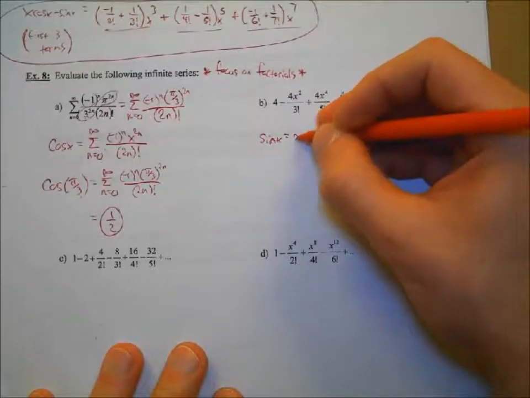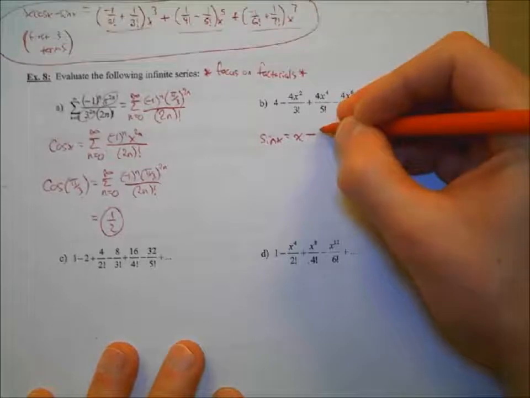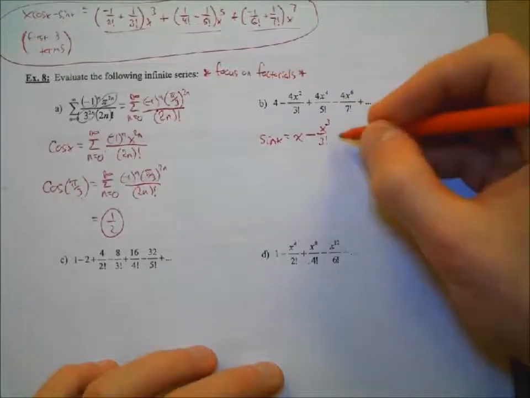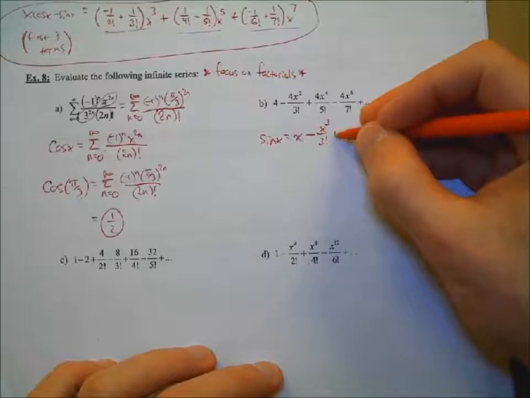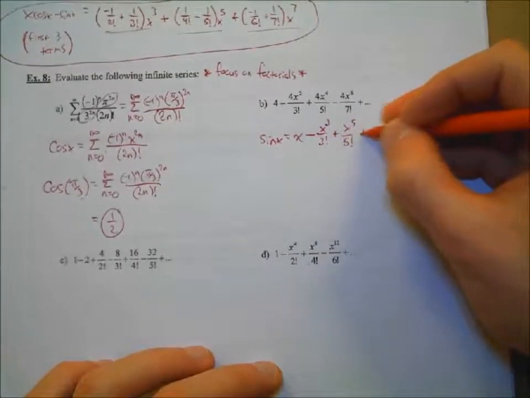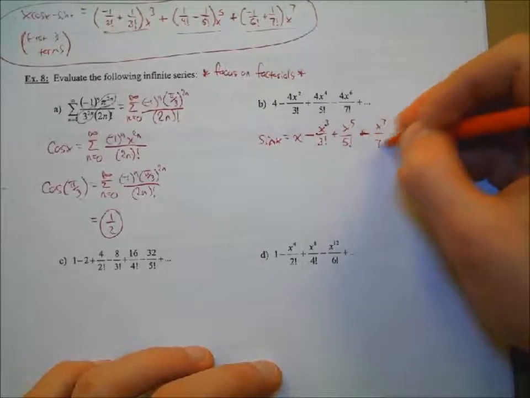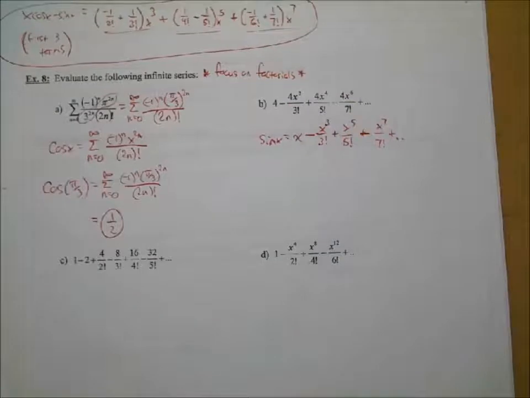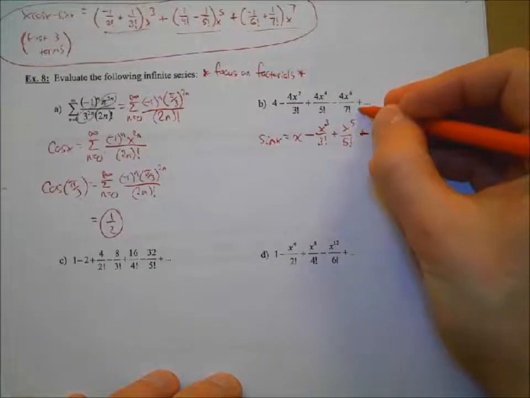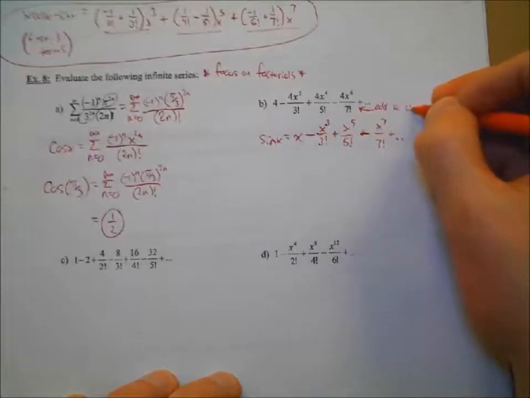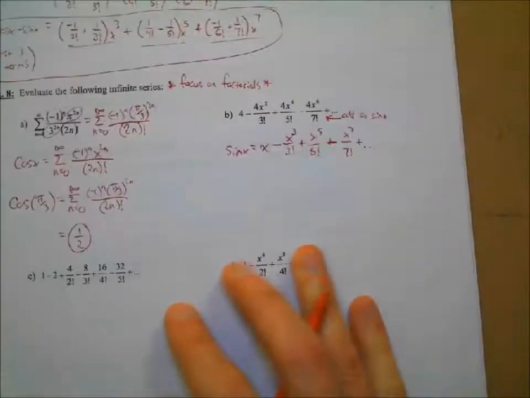x, and then it'll be minus x to the third over 3 factorial. We're using our odd powers and factorials there, plus x to the fifth over 5 factorial, minus x to the 7 over 7 factorial, plus dot, dot, dot. They did the first four terms, I'll do the first four terms too. And again, I'll write a little clue here, just for your own benefit: odd, so sine of x.